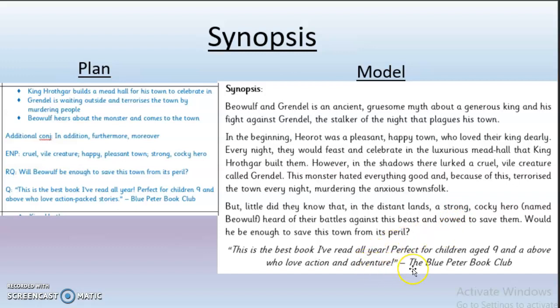Okay, and then you've got your quote at the end. This is the best book I've read all year. Perfect for children aged 9 and above who love action and adventure. That was the Blue Peter Book Club. Okay, now you should have your quote already for you to just copy. It's just this synopsis that you have got to write. We're only talking a few sentences. I don't want every single detail. Okay?